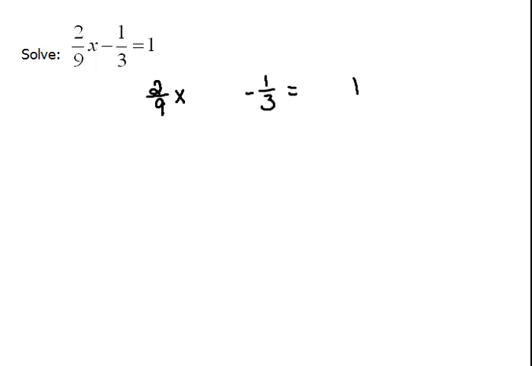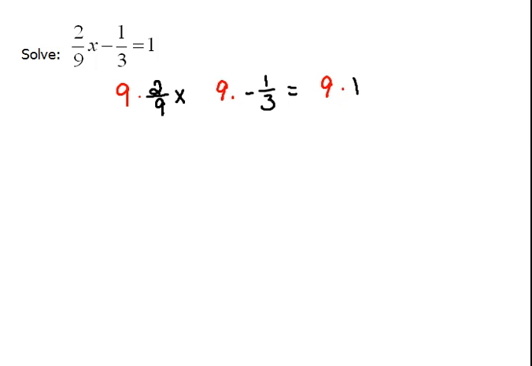And the reason I'm doing that is so that I can multiply through by the common denominator, and I can show that. So between the 9 and the 3, the common denominator, which is the same thing as saying the least common multiple, would be 9. So we're going to multiply every single term by 9.